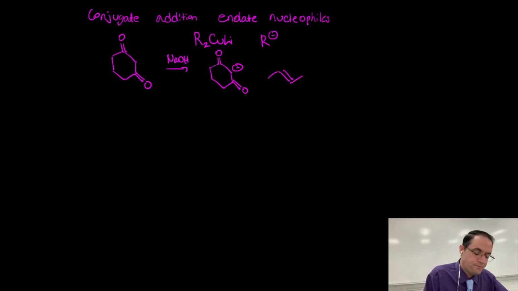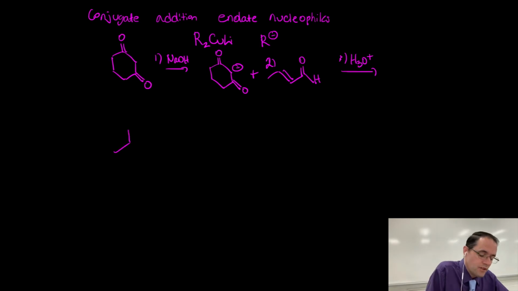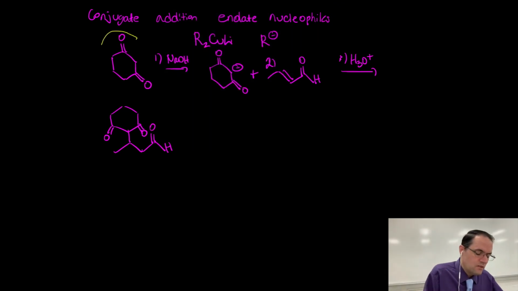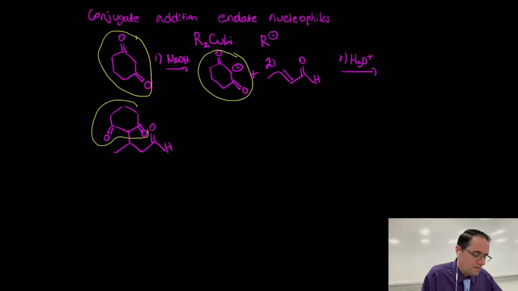So if we add now this alpha beta unsaturated aldehyde after workup. So step one would be sodium hydroxide, step two would be this aldehyde, step three would be to do an acid workup. Here we would get the new group coming in, okay, and that new group is a six-membered ring with a couple of oxygens there, okay? So it's just creating a nucleophile. Here's your dicarbonyl, here's your carbanion, and this is the nucleophile or the R group that's going to be attacking there, okay? So that's a great reaction.